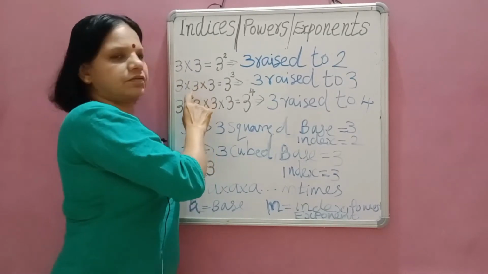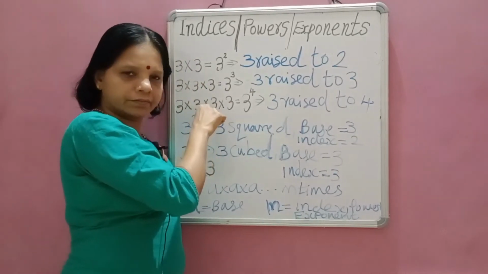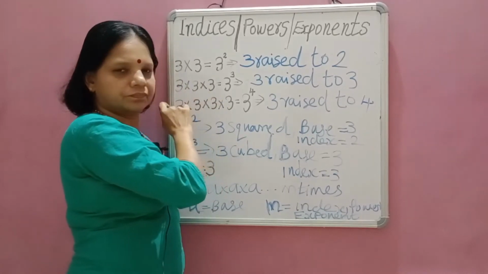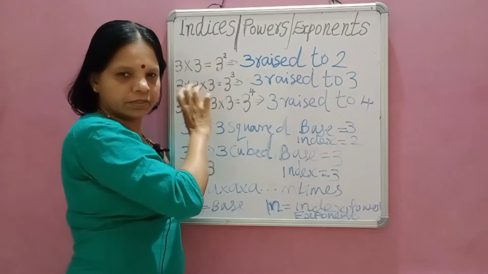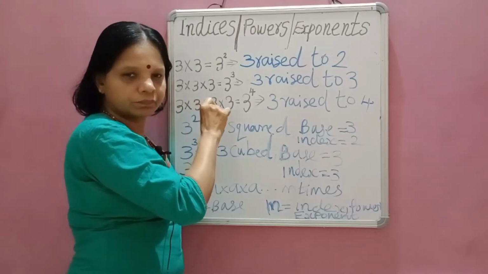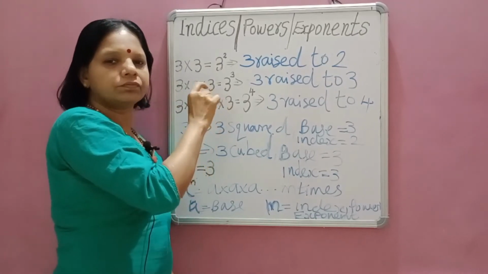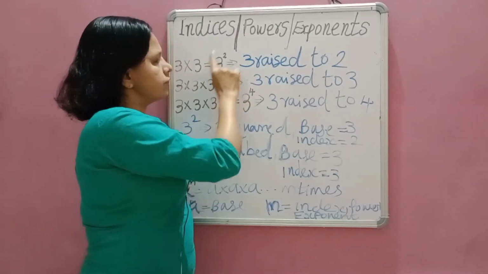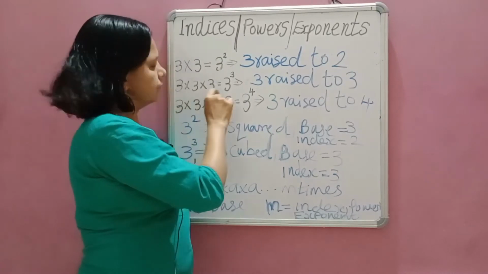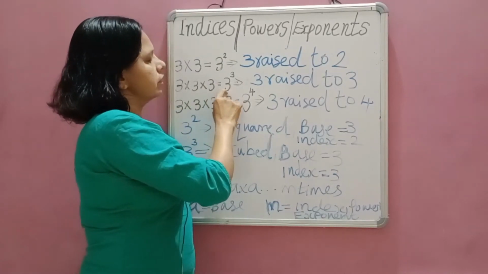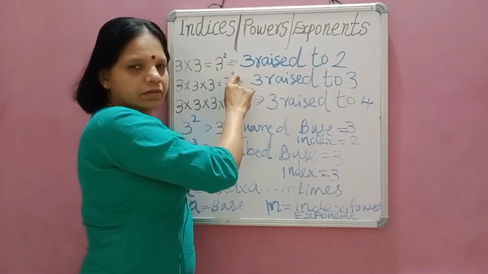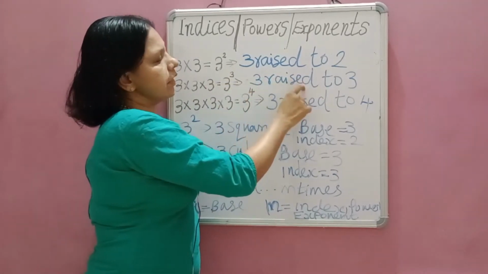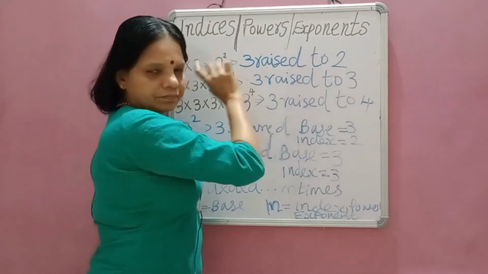Now look at the next step. The same number I have taken: 3 into 3 into 3. 3 times repeated. We learned that it is nothing but cube, the cube of 3. It is also expressed in the same form, 3 and a small 3, little smaller, to the right top. That is read as 3 raised to 3.